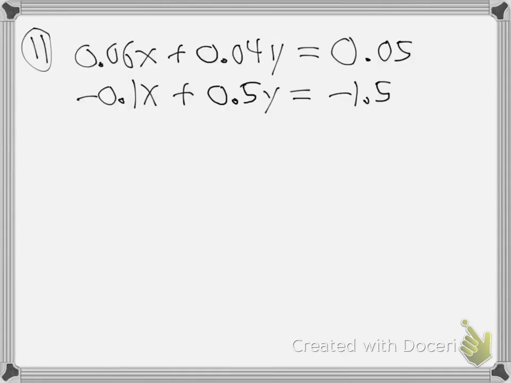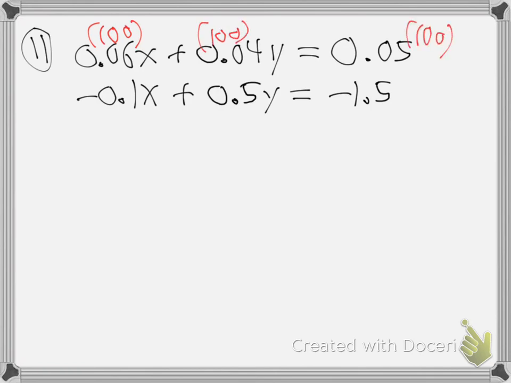Number 11, decimals. So what should you do when you've got a bunch of decimals? Can we get rid of the decimals? What gets rid of them? 10, or 100, or numbers like that. The top equation, all the decimals need to move 2 places to get all the way to the right and just become whole numbers. So what makes a decimal move 2 places? 100. So you're going to multiply the top equation by 100.